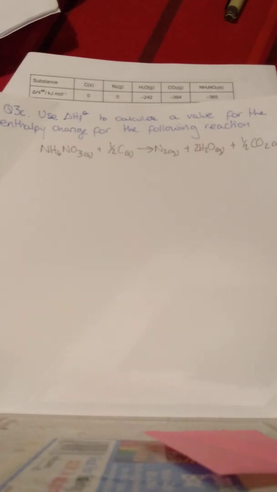Okay, question 3c. There are two methods you could use for this one. You could use the Hess cycle, and you can use delta H equals the sum of HF of products minus reactants. So I'll do the Hess cycle first and I'll show you the other method.